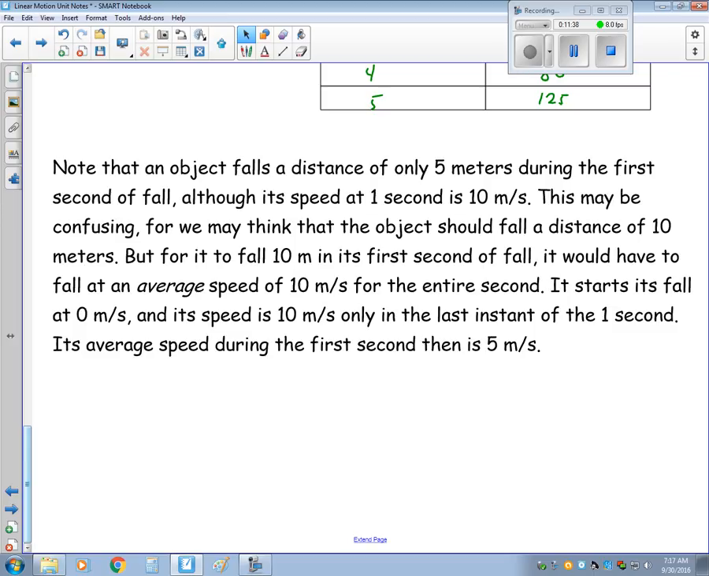So if we think about it, its average speed would be 0 plus 10 divided by 2. It would be 5 meters per second for the first second of travel. Then that kind of makes sense that, oh, well, if its average speed is 5 meters per second, it would travel 5 meters. So, just one thing to think about. This is something that can be confusing for students, but if you really understand the difference between average and instantaneous speeds, then this should make some sense. Well, that concludes this unit.